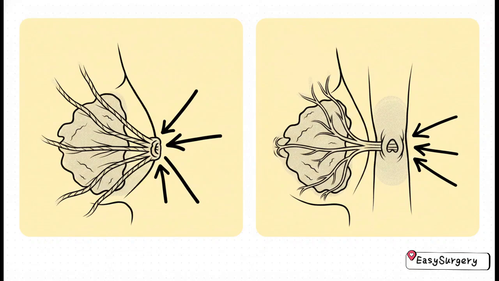Then on the right, we have nipple retraction. If a tumor involves the lactiferous ducts, those are the tubes that carry milk, it pulls the central portion inward, retracting the nipple. But, and this is a massive takeaway here, while both of these are very serious warning signs, neither dimpling nor retraction actually indicates that the skin itself has been invaded by cancer. They're just purely structural pulling effects.